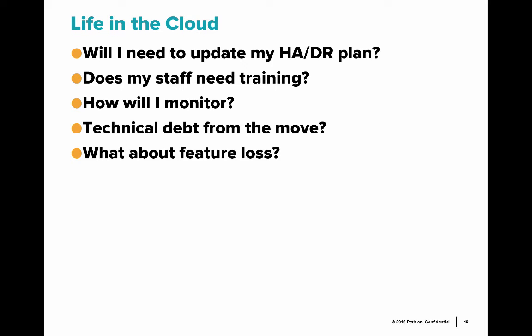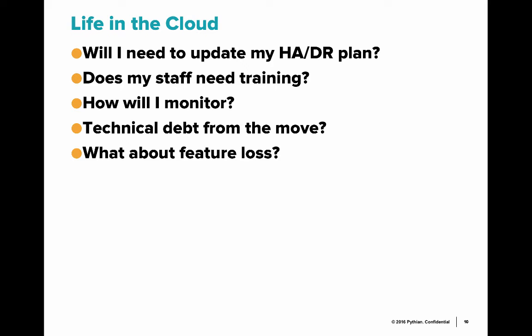There's our staff training thing again. There's migration type knowledge, and there's planning knowledge, but there's also life in the cloud knowledge. So does my staff have the knowledge that they need to support everything in the cloud? Do they know how to monitor my systems? Do they know how to access them, fail them over, provision them, that sort of thing?